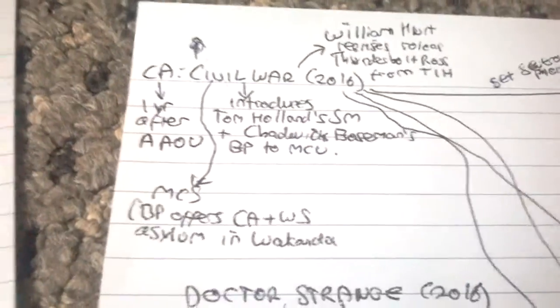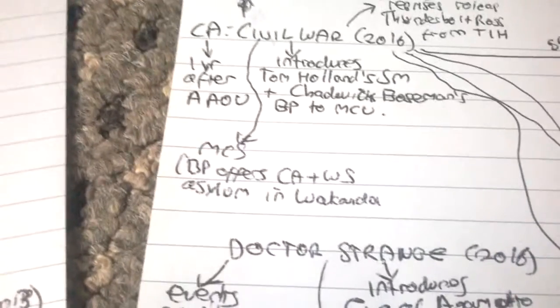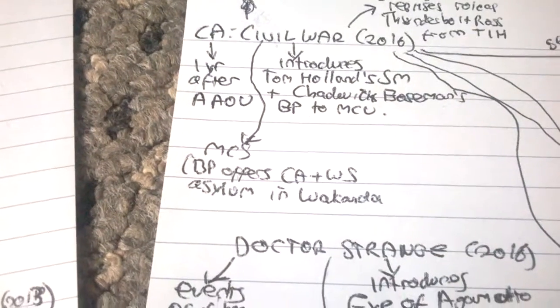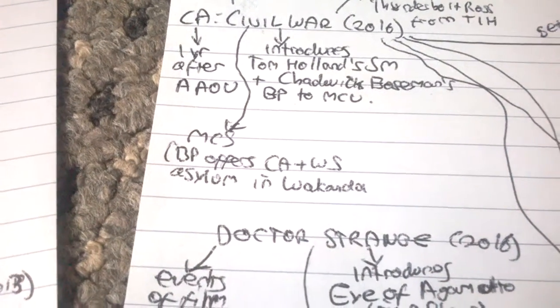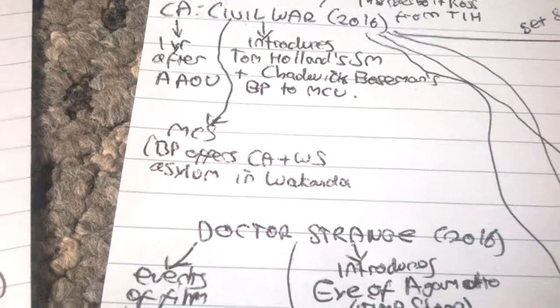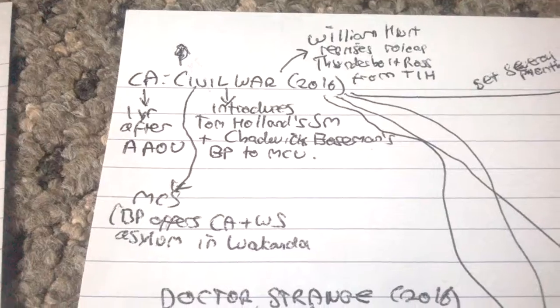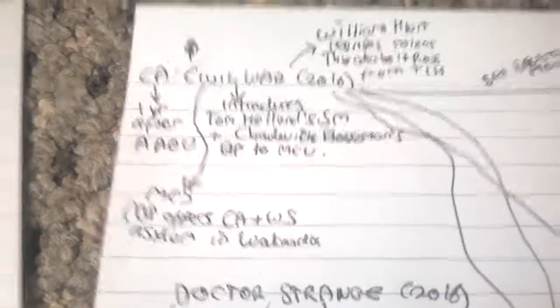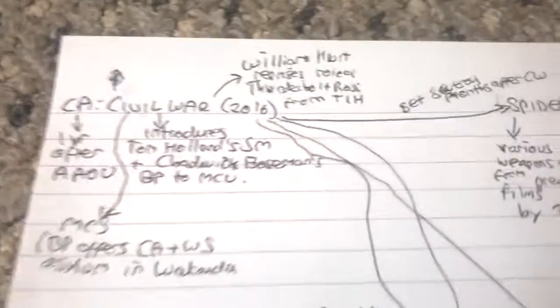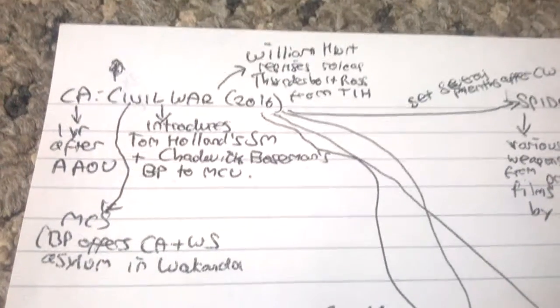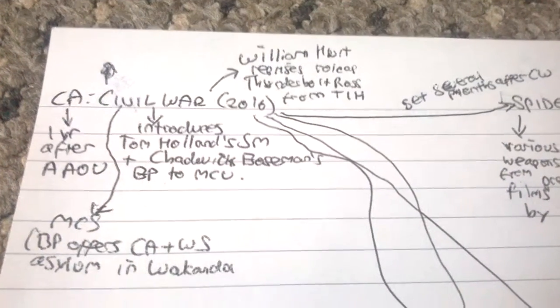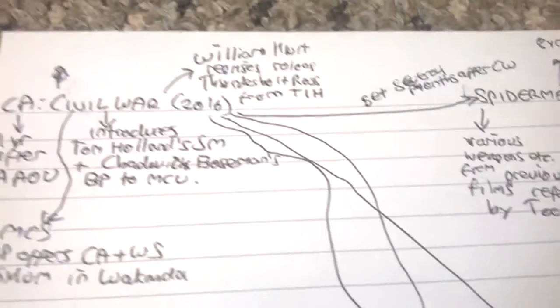So then Captain America: Civil War, released in 2016, set 1 year after Avengers: Age of Ultron. It's a mid-credit scene where Black Panther offers Captain America and Bucky Barnes, aka Winter Soldier, asylum in Wakanda. It introduces Tom Holland as Spider-Man and Chadwick Boseman as Black Panther to the MCU. And William Hurt reprises his role as Thunderbolt Ross from The Incredible Hulk.